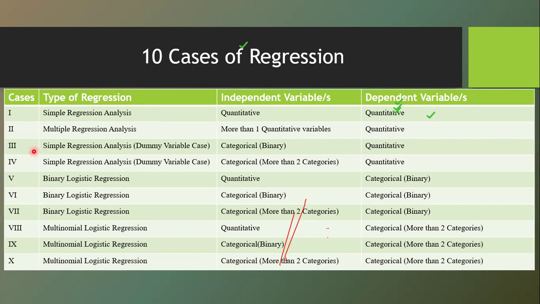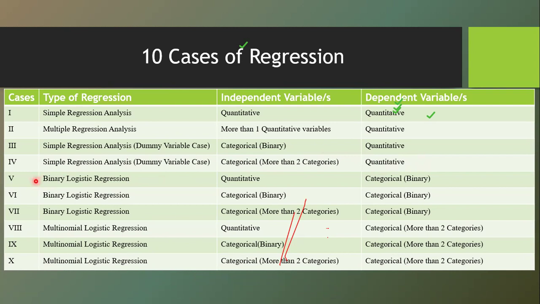Then we discussed the third case, where we run the simple regression analysis with a binary independent variable. For example, we have taken gender as our independent variable, and we have analyzed the impact of gender on our quantitative dependent variable. Then we discussed the fourth case, which is simple regression analysis. In this case, we discussed more than two categories in our independent variable. If you attended my previous lecture, I also let you know how to create the dummy variable when you have more than two categories. In case number four, we created dummy variables and ran their impact on our dependent variable, which is quantitative.